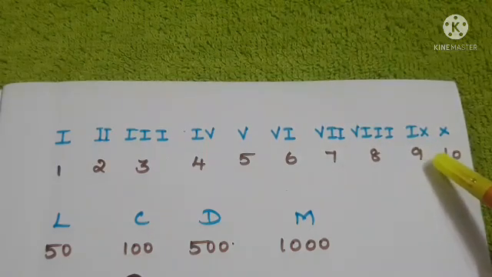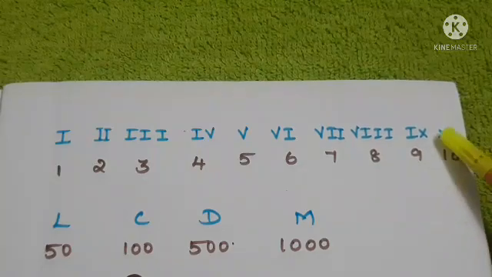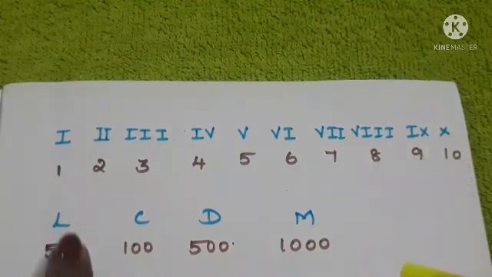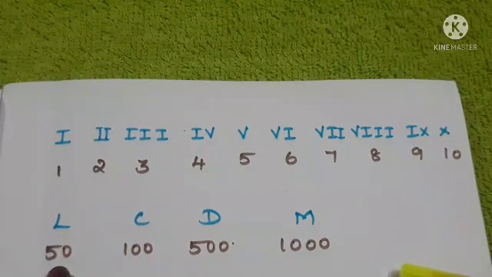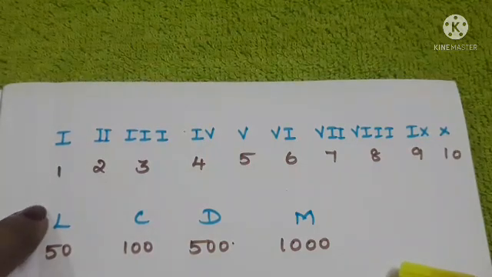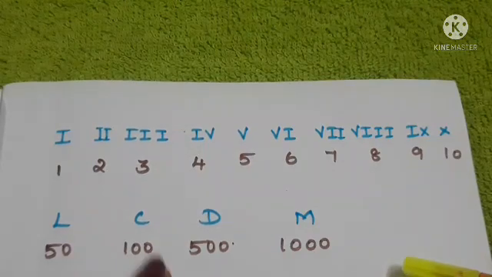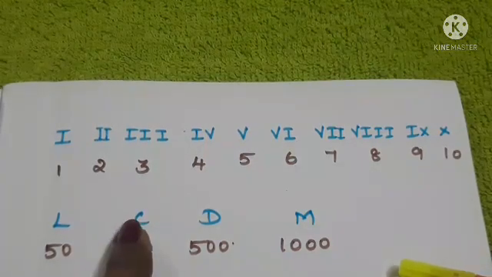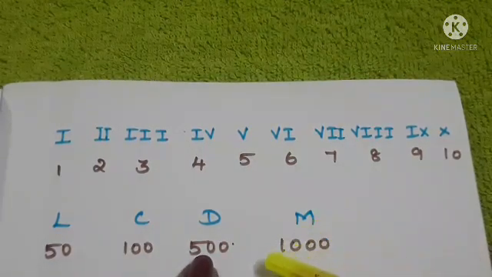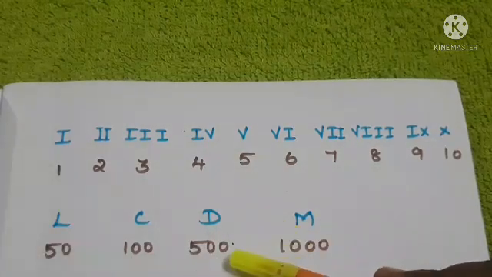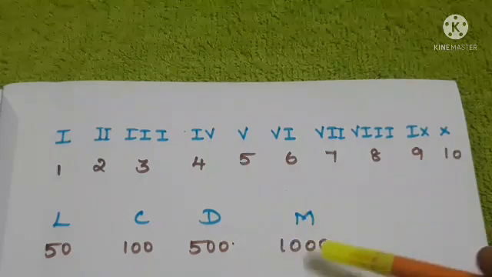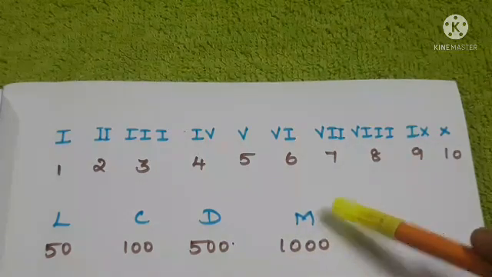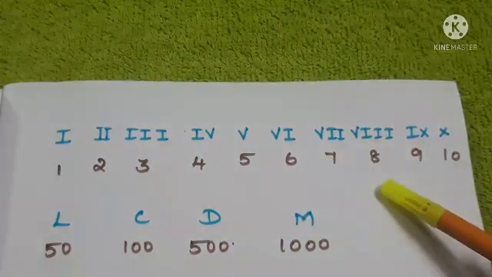Then 10 means X. For 50 you write L. For the Hindu Arabic number 50 you write L in the Roman numeral. Then 100 you write C. For 500 you write D. Then for 1000 you write M. These are the main ones we are going to use.